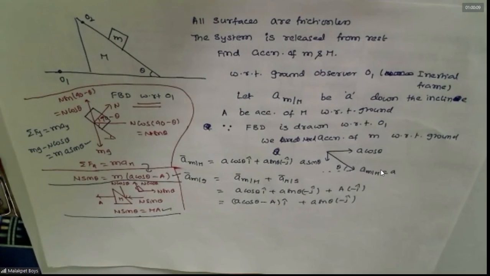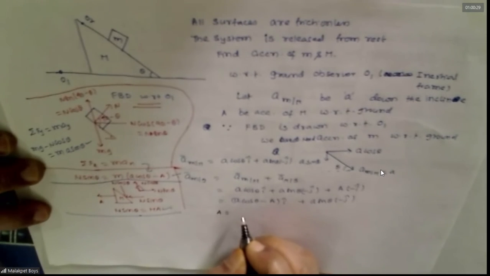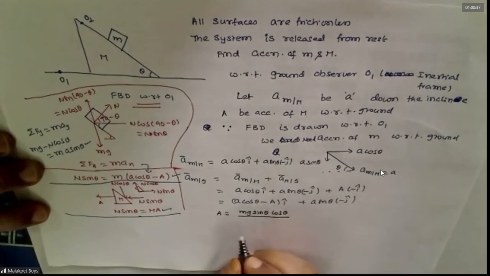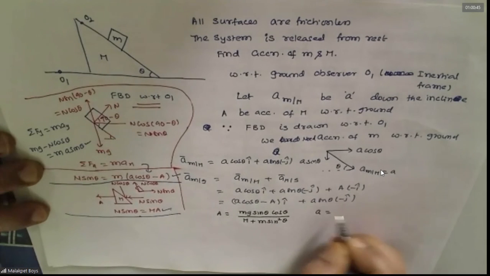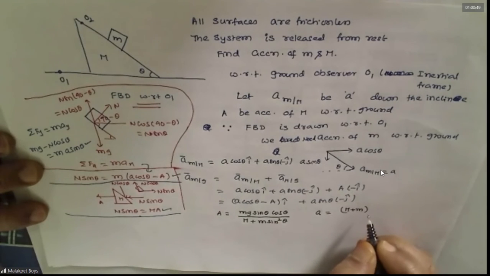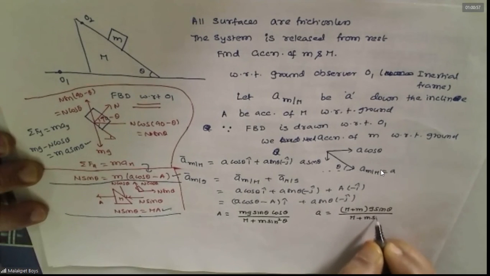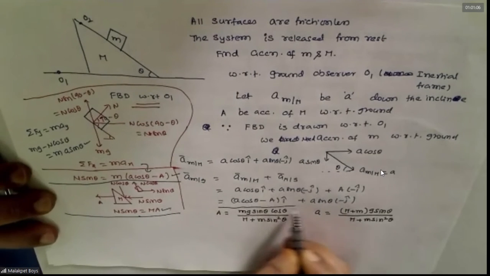What is that you got? A is equal to m a cos theta by m plus M. Capital A is equal to m a cos theta by m plus M. Understood it? You'll get these equations.